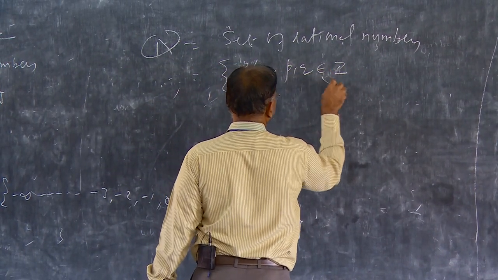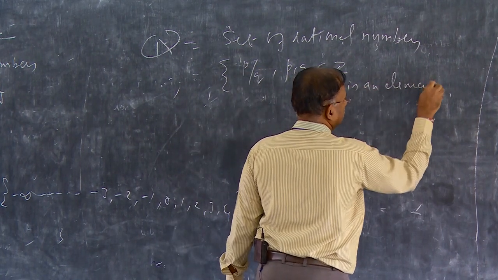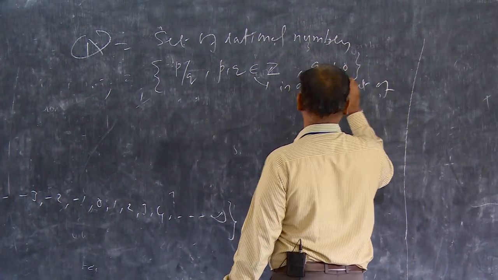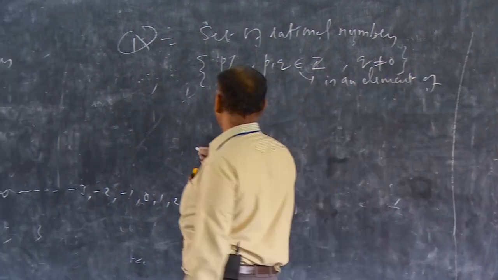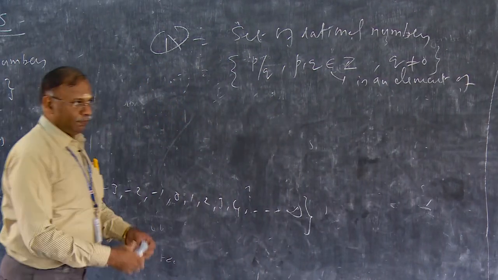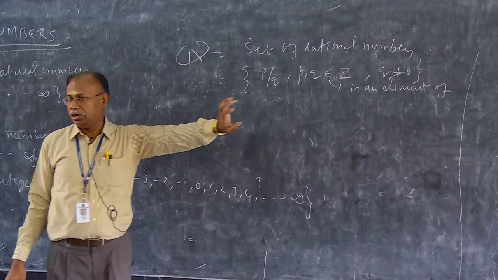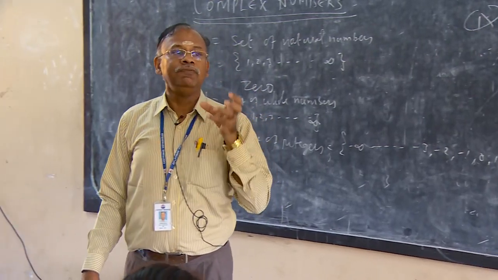elements of integers. The symbol is called "is an element of." Those two are integers and q is not equal to 0, because division by 0 is not allowed mathematically in general. Even if you think about any fraction of the form p by q, it is a rational number. You can even define rational numbers in a different way, in terms of decimals.